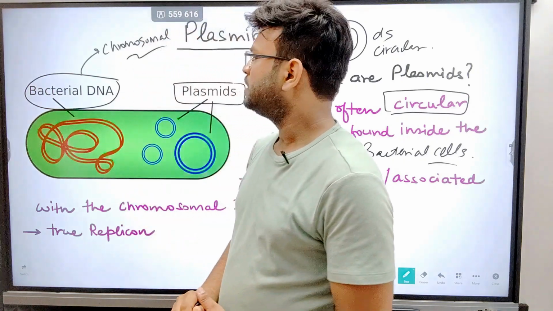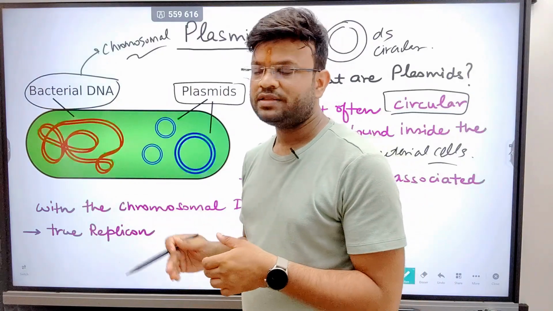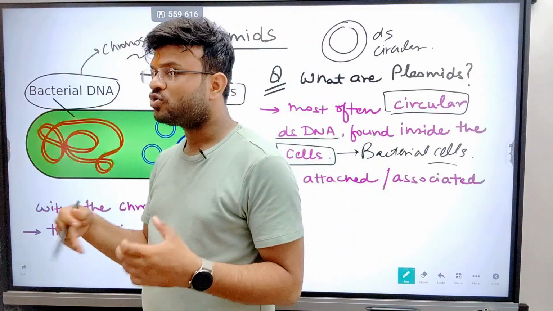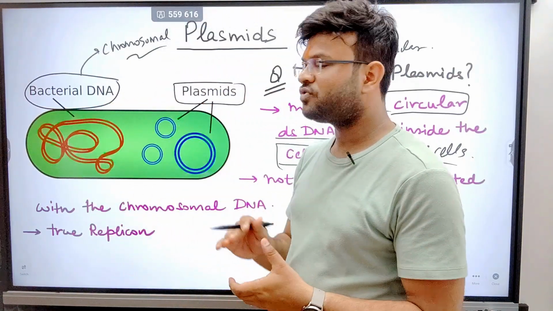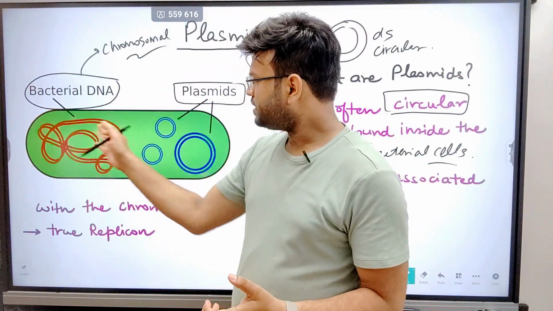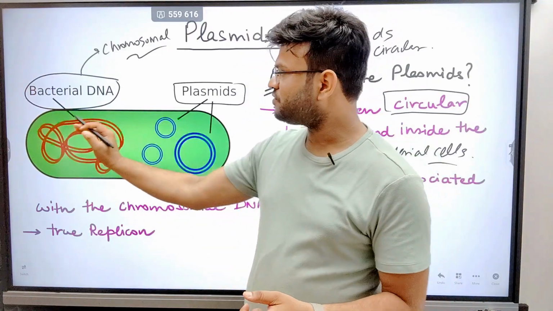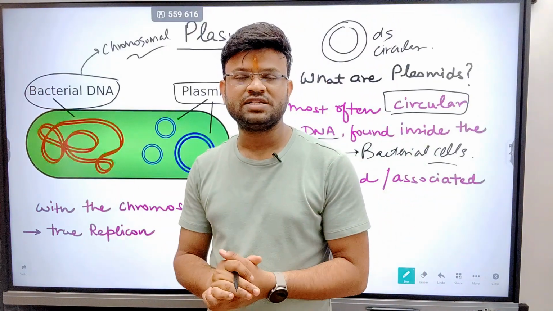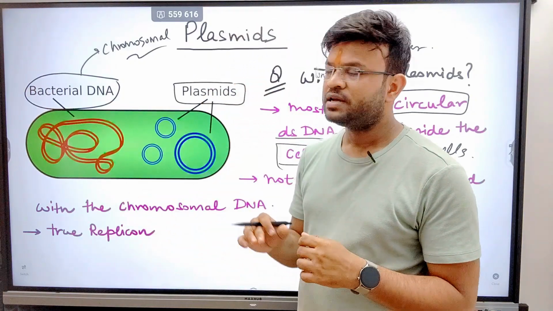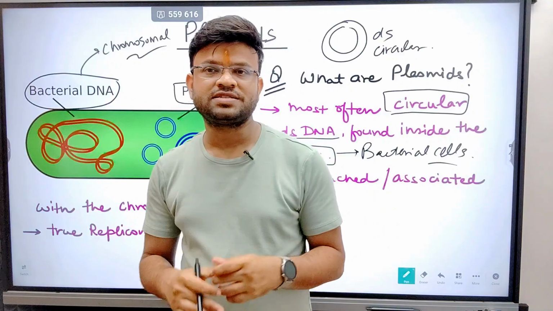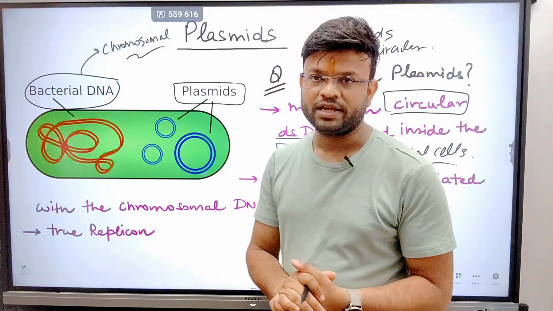Now, you might be wondering whether the chromosomal DNA of a bacteria is different from that of a plasmid, because both are DNA in nature. So is this different from this, or are both of these the same? No. Understand this clearly, that the chromosomal DNA is always different from the plasmid DNA.